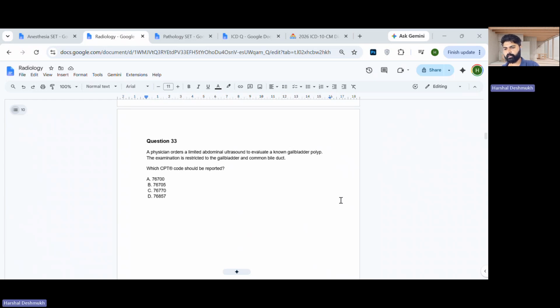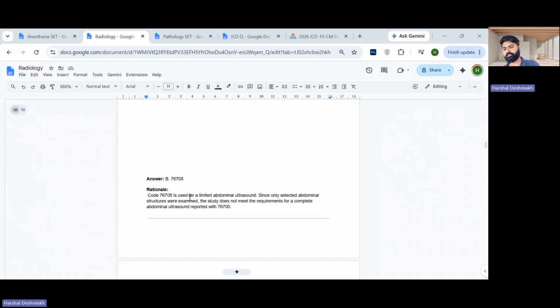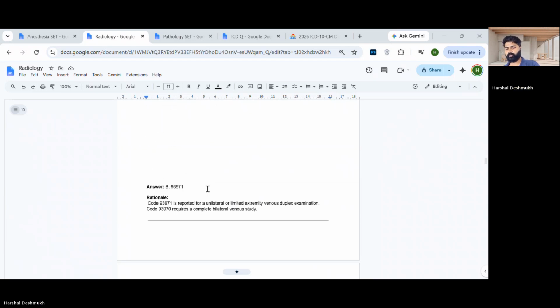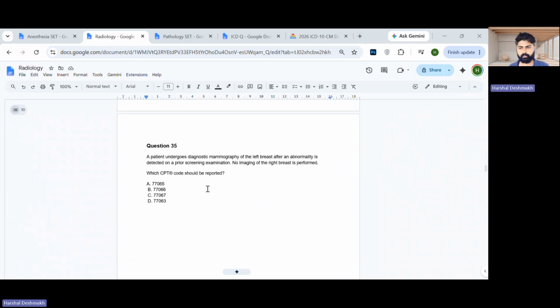All right. The correct code for this question is option B, 76705, as it is used for limited abdominal ultrasound. Moving on to the next one. A patient undergoes a diagnostic mammography of the left breast after an abnormality is detected on a prior screening examination. No imaging of the right breast is performed. Get the best CPT code among the four here.